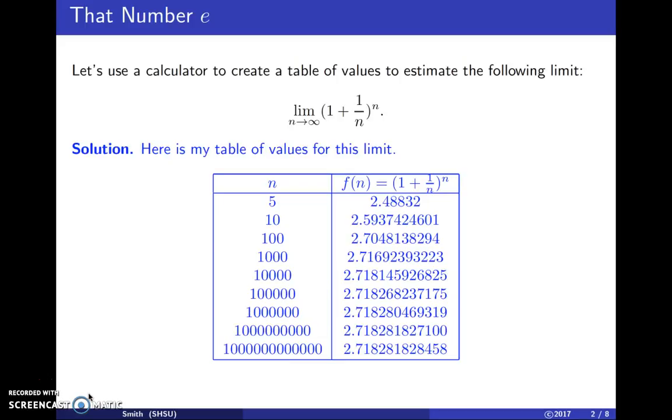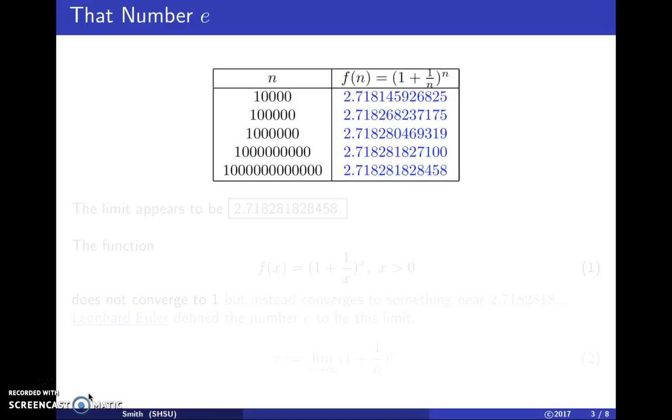And as I do that, the right-hand side, 1 plus 1 over n to the n, as n gets large, begins to settle down to 2.718281845, and so on. Notice that we're beginning to settle down to at least 7 or 8 significant digits. The limit appears to be this number, at least to 12 decimal places.